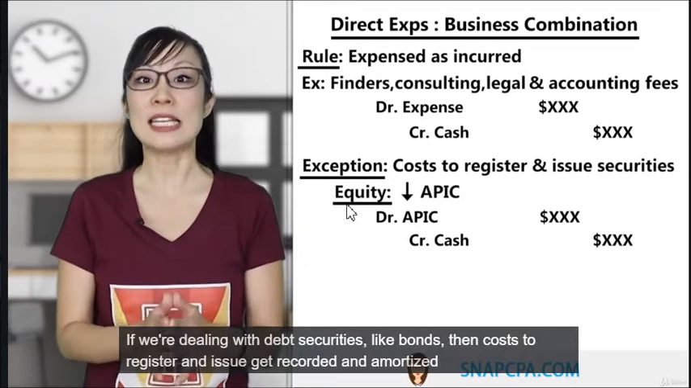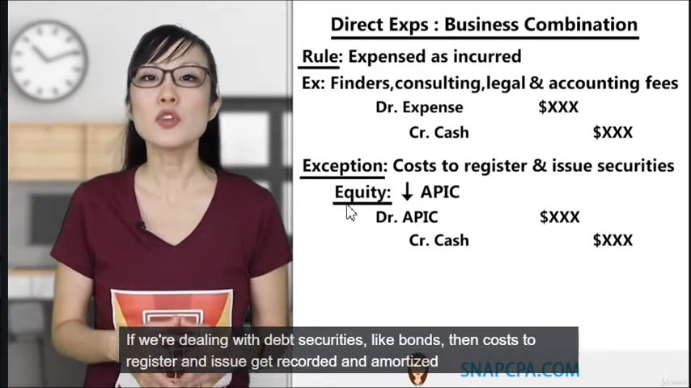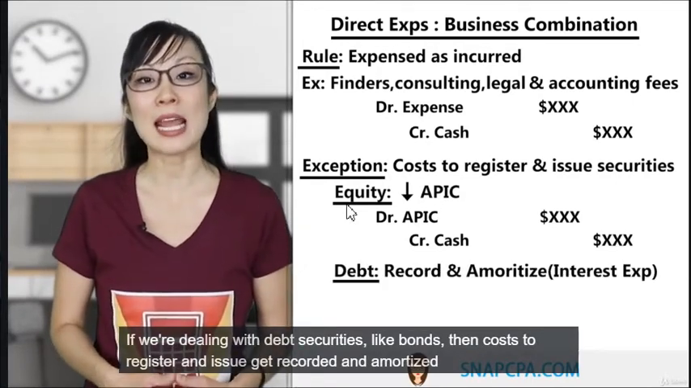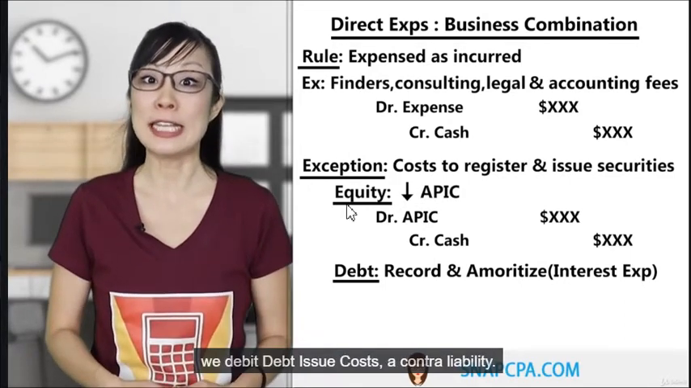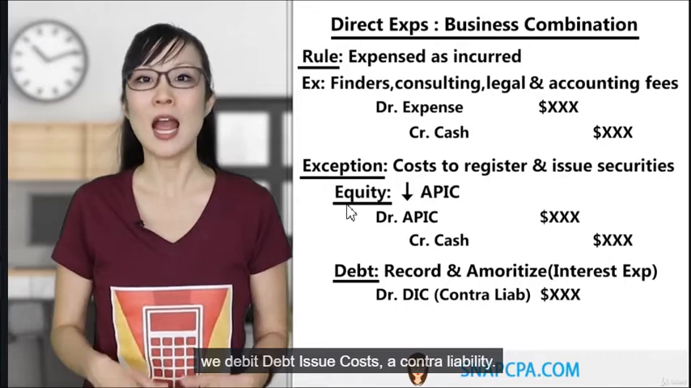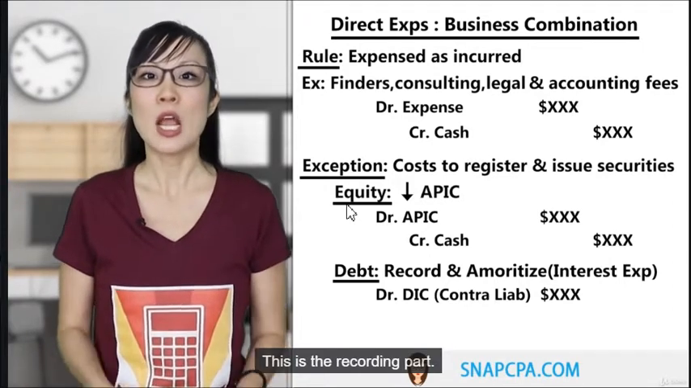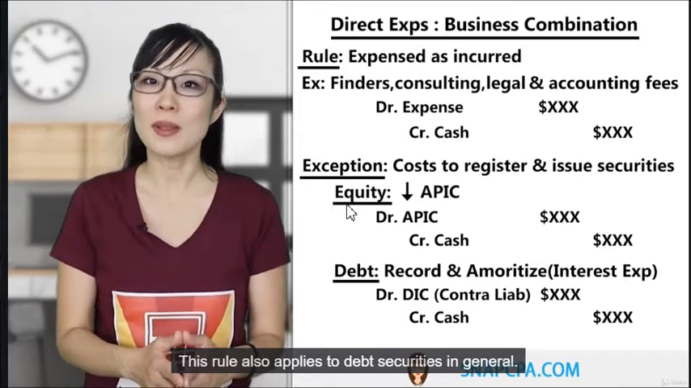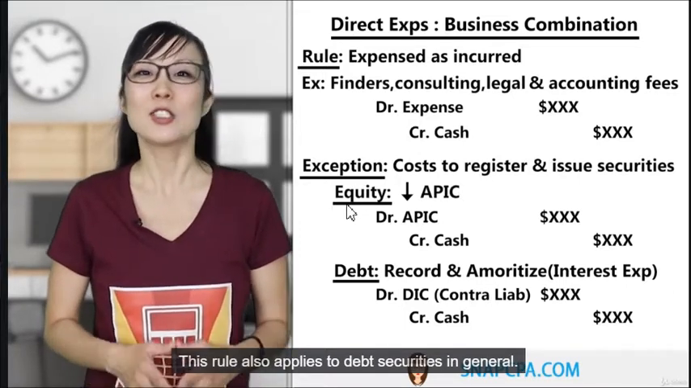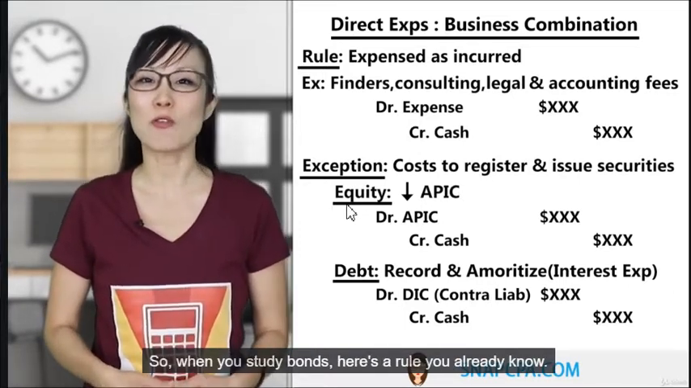If we're dealing with debt securities like bonds, then costs to register and issue get recorded and amortized as interest expense. When the bond is issued, we debit debt issue costs, a contra liability. This is the recording part. The other side of the entry is a reduction to cash. This rule also applies to debt securities in general, so when you study bonds, here's a rule you already know.